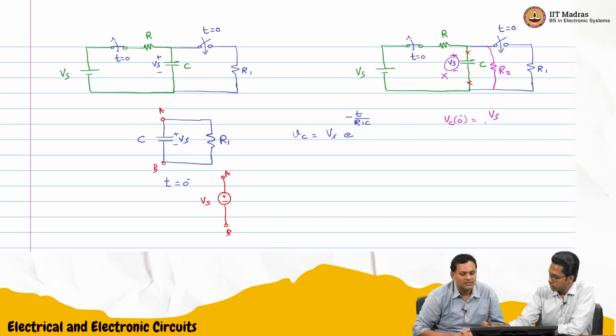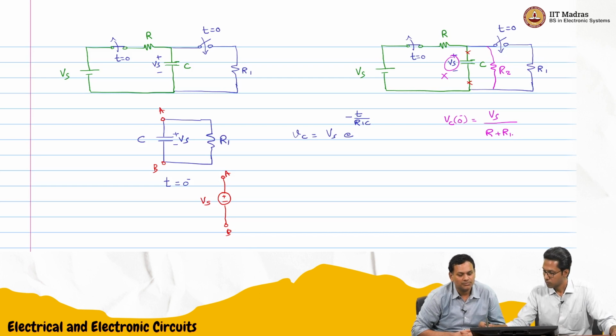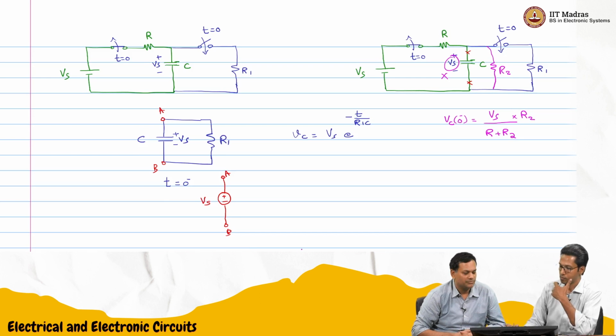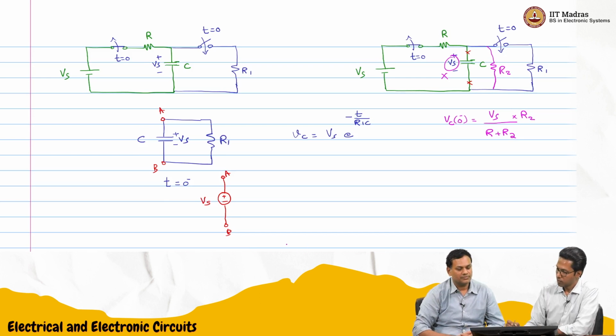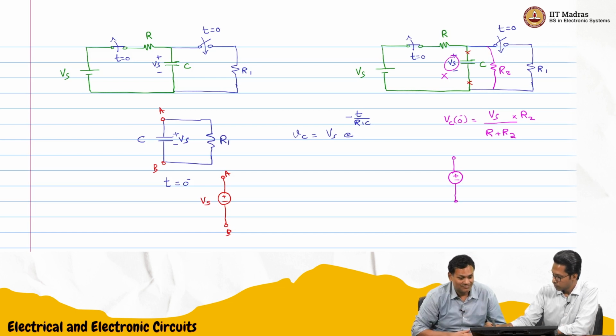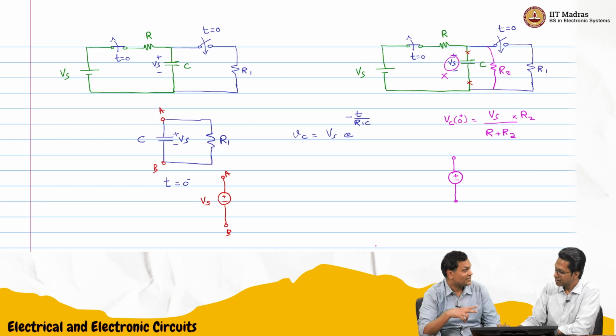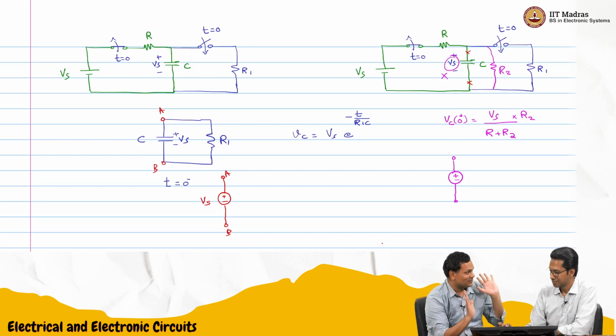It will be Vs by R plus R1, into R2. Sorry, R2. So in general, then we'll say Vc of 0 minus. Vc of 0 plus, at t equal to 0 plus, Vc at t equal to 0 minus and 0 plus will be the same. Yes, correct. That's what we want to say.